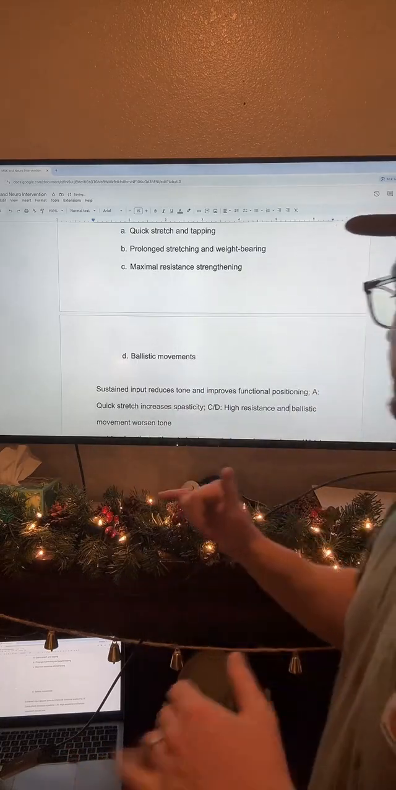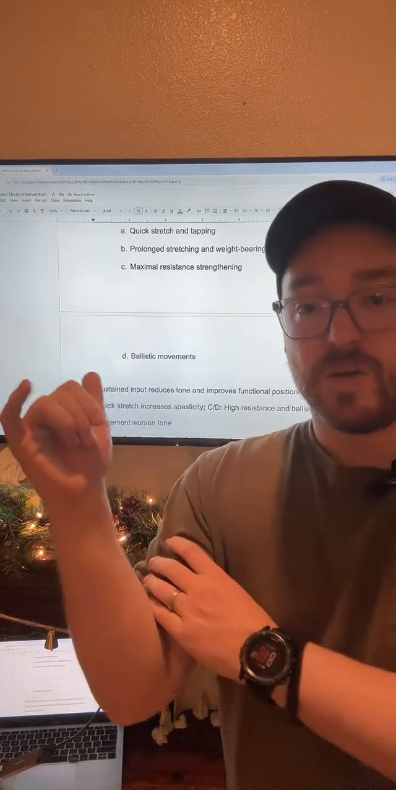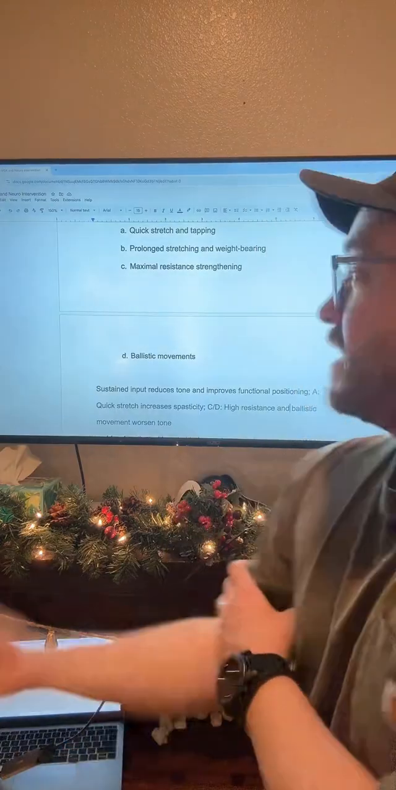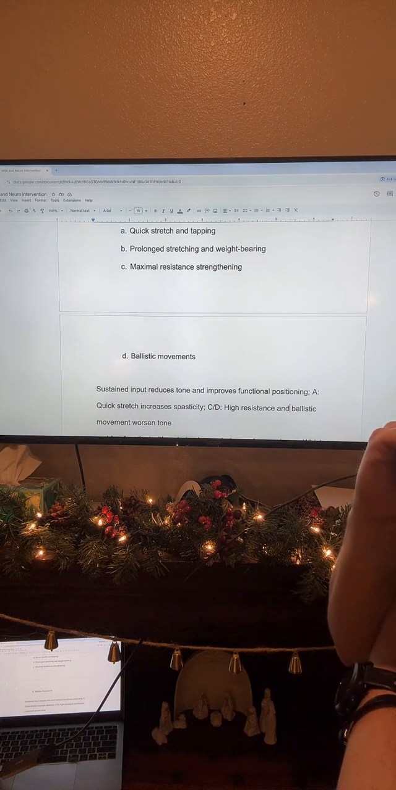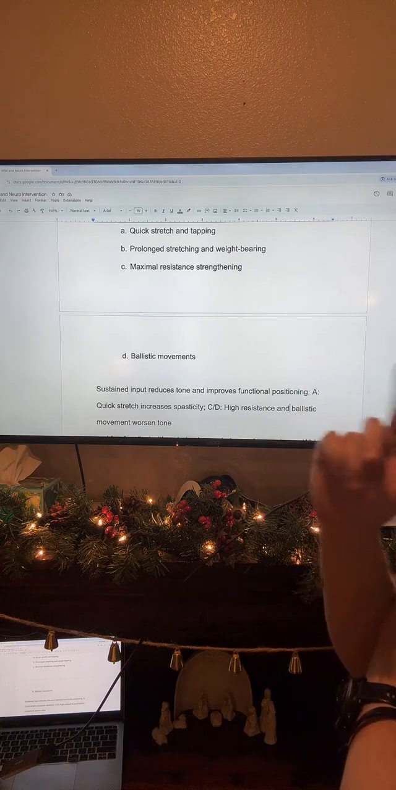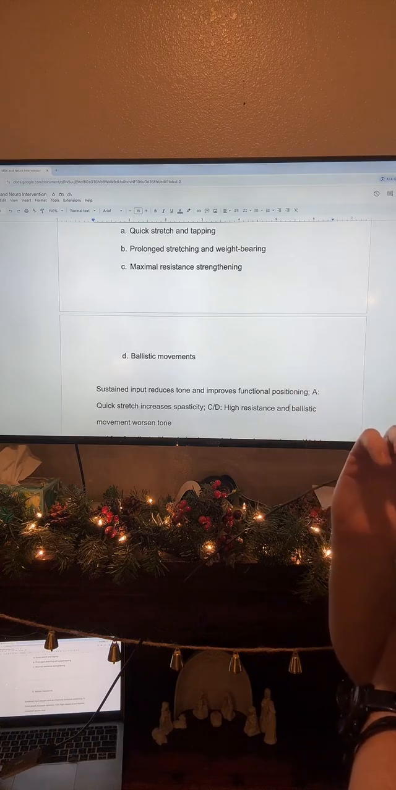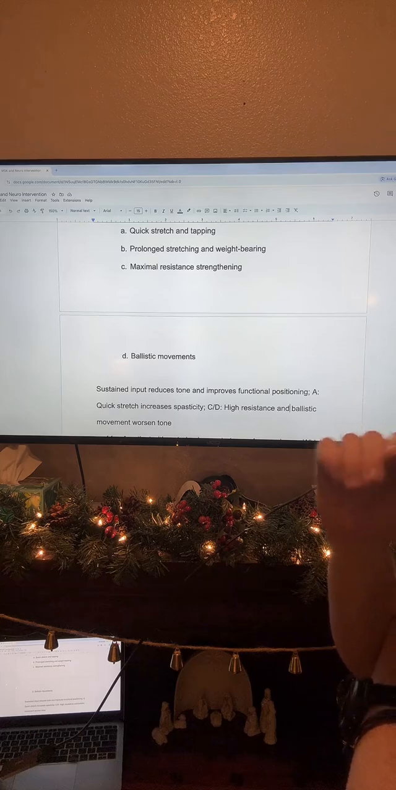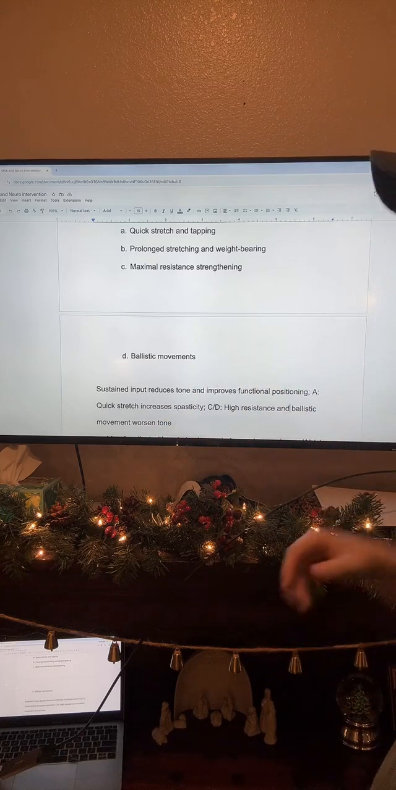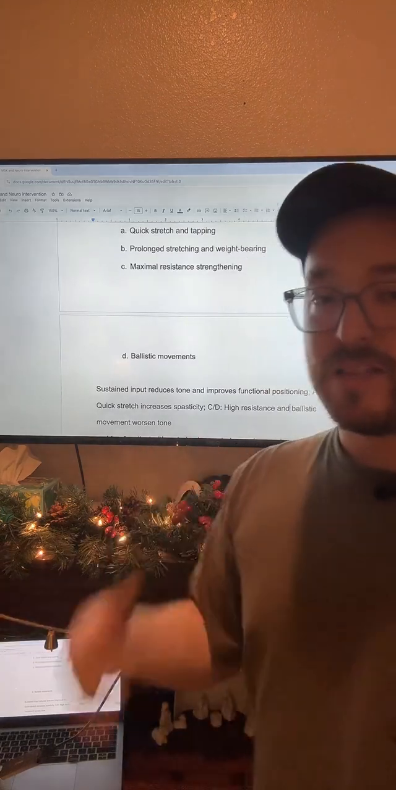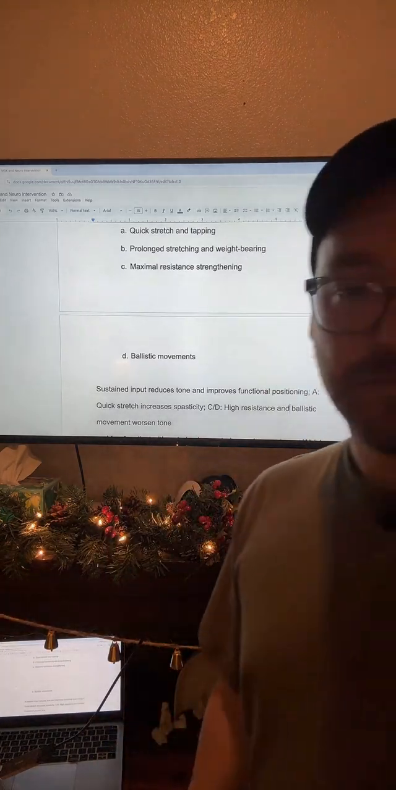High resistance is going to cause tone to overreact, and so you're not going to get the movement that you want. And it's actually going to worsen the tone in any weight-bearing capacity for sure. Ballistic movements aren't just going to worsen the tone, they're going to activate that spasticity, because ballistic movements mean quick, and you're going to get that muscular contraction that you don't want.